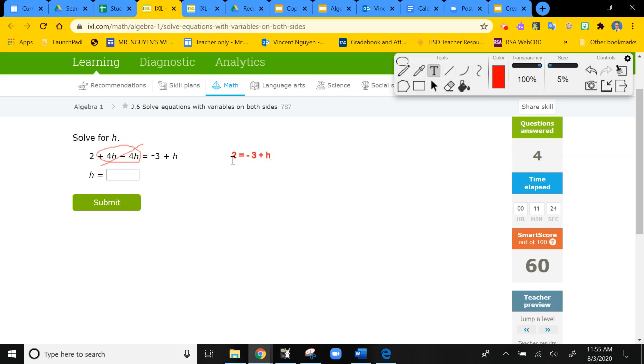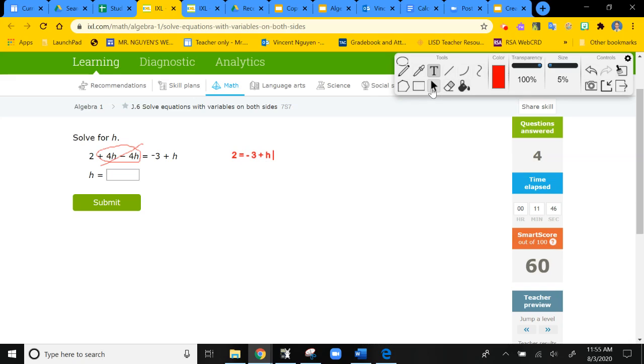plus h. So what I did here, guys, is I looked at the equation and said, okay, how can I simplify this equation? Because that's what we're doing when we're solving an equation. We just make the equation simpler and simpler at every step. Okay, make it simpler.